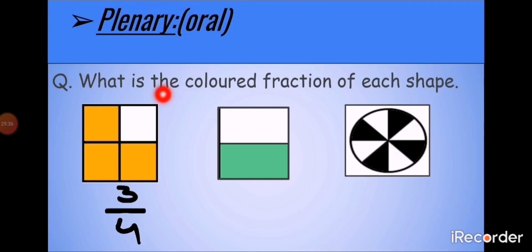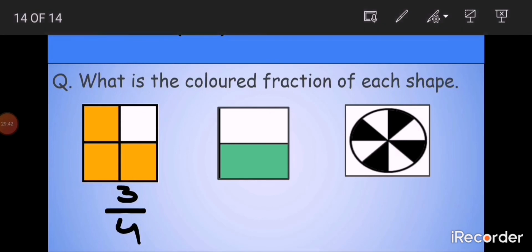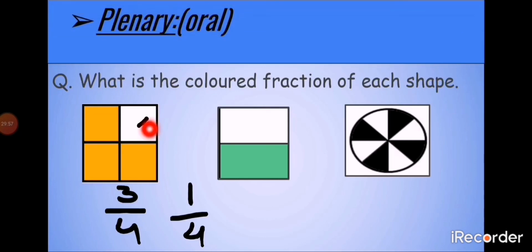If I have to find out the uncolored fraction, I will check out the uncolored part. First, I will write the total number of parts the shape is divided into. The shape is divided into 4 equal parts. So I will write 4 as the denominator down the line. Then I write the uncolored part, that is 1. I will write it above the line. So this means the colored fraction of this shape is 3 by 4, and the uncolored fraction is 1 by 4.